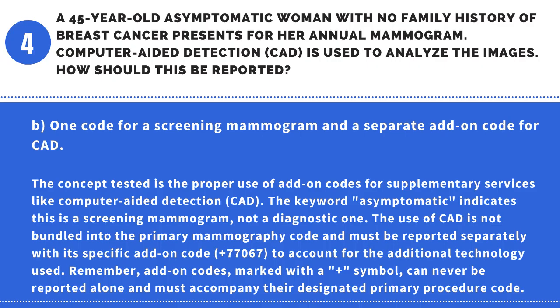The concept tested is the proper use of add-on codes for supplementary services like computer-aided detection, CAD. The keyword asymptomatic indicates this is a screening mammogram, not a diagnostic one. The use of CAD is not bundled into the primary mammography code and must be reported separately with its specific add-on code, +77067, to account for the additional technology used. Remember, add-on codes, marked with a plus symbol, can never be reported alone and must accompany their designated primary procedure code.